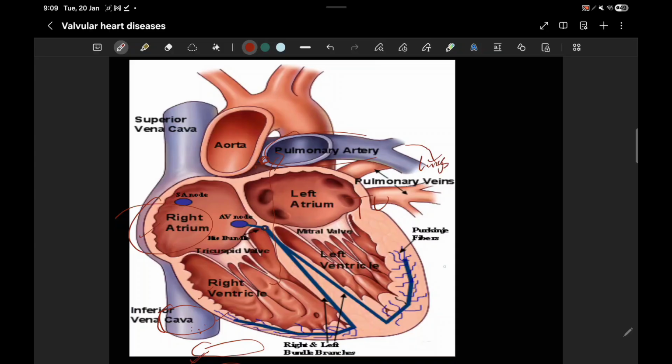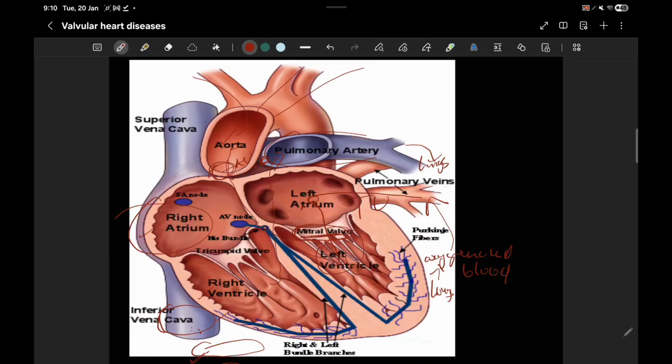And then after getting oxygenated, the oxygenated blood from the lungs will go to the pulmonary veins, and then to the left atrium, and from the left atrium it goes to the left ventricle through the mitral valve. The mitral valve is present in between the left atrium and left ventricle. From the left ventricle the oxygenated blood will go through the aortic valve to the aorta, and it is pumped to different parts of the body. So this is the basic physiology and anatomy of the heart.